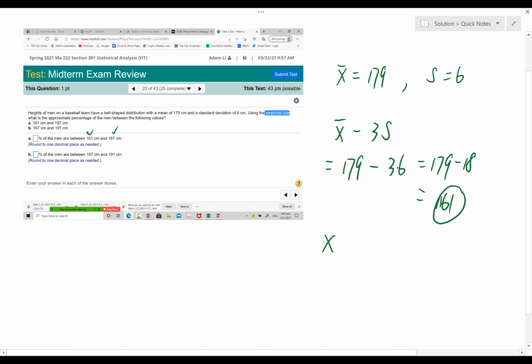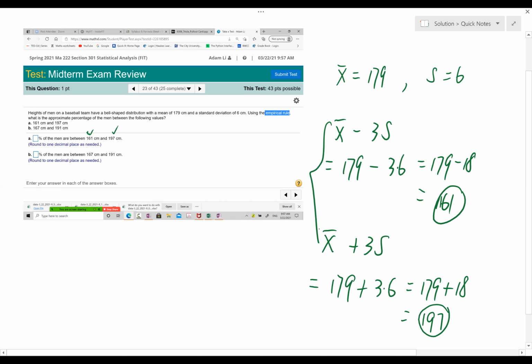The upper bound will be x bar plus 3 standard deviations. It's 179 plus 3 times 6. That's 179 adding 18, which is 197. That matches the upper bound. So this data value falls within the 3 standard deviations of the mean, so we know that should be 99.7% of the data. 99.7% of the men are between 161 centimeters and 197 centimeters. That will take care of the first part.